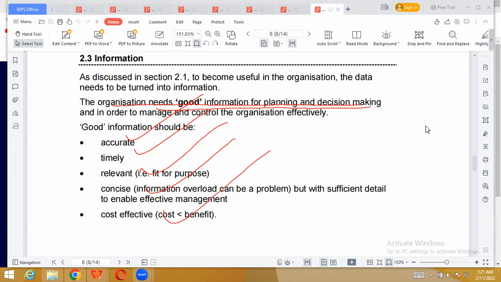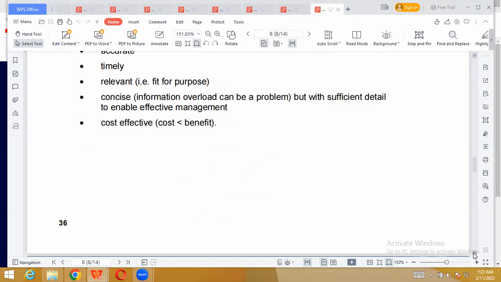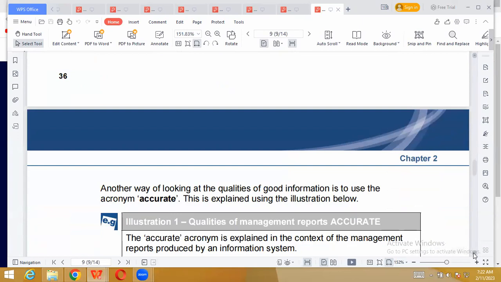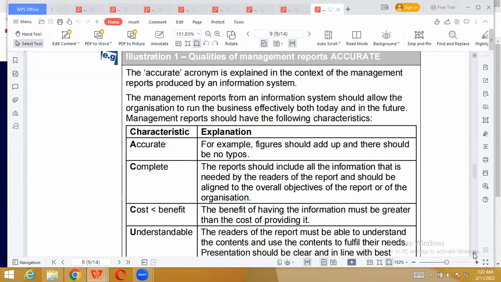Cost effective means that it should be obtained or processed at the lowest cost possible. That is basically the idea. So the characteristics of good information: it should be accurate, timely, relevant, concise, and cost effective. These are some of the characteristics of good information. You can also use the word ACCURATE to shorten the characteristics of good information, as we are given here.